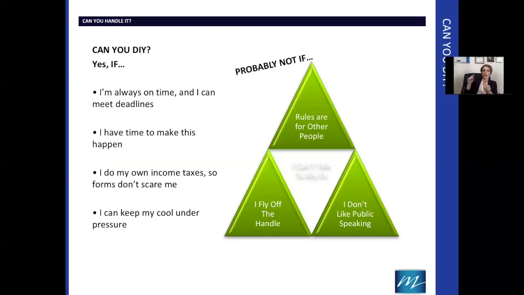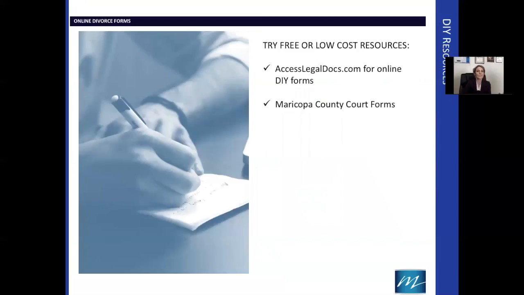Now, red flags. If you are one of these people that believes that rules are for other people but really don't belong to you, or you're more of the person who's thinking about how life should be than how it is, you're going to be disappointed. Are you somebody who flies off the handle? Are you somebody who doesn't like speaking in public, has a hard time articulating yourself, or shuts down? Or do you have a hard time talking to your ex, or are you on fairly good terms where you're able to come to some agreements yourself? All things that you should be considering when making this decision.